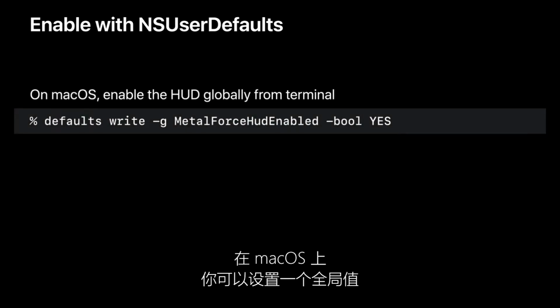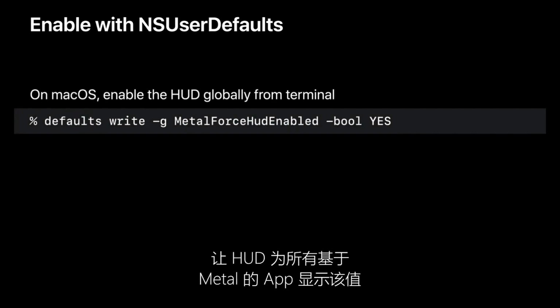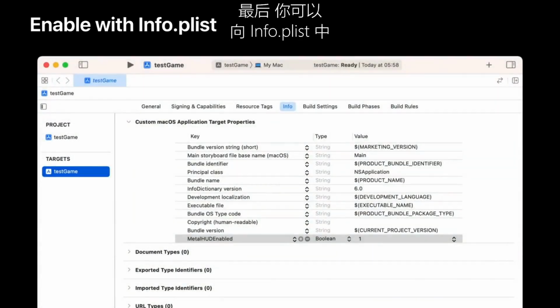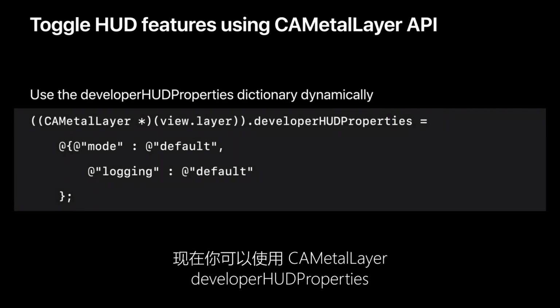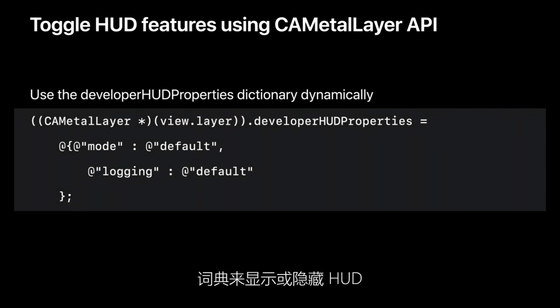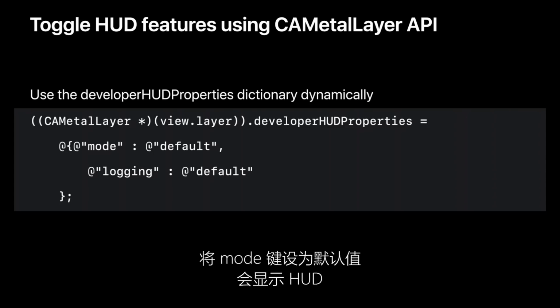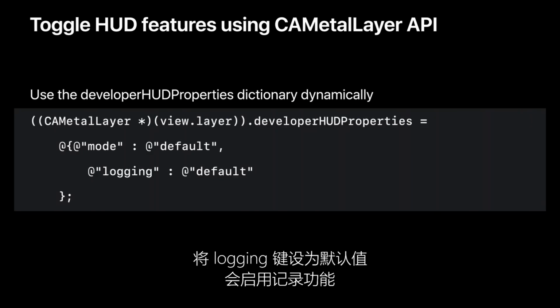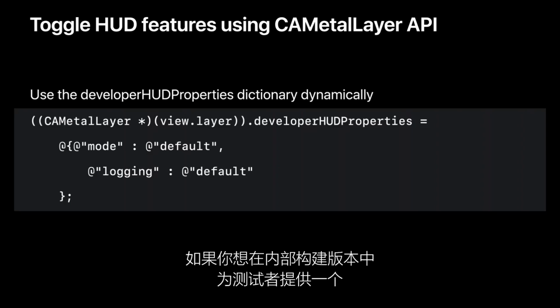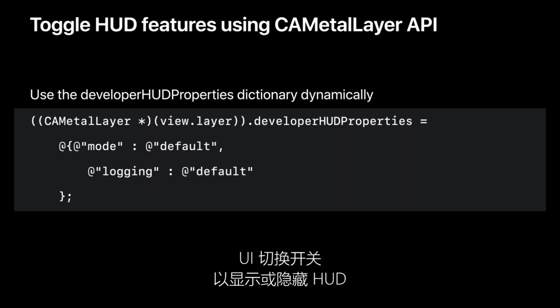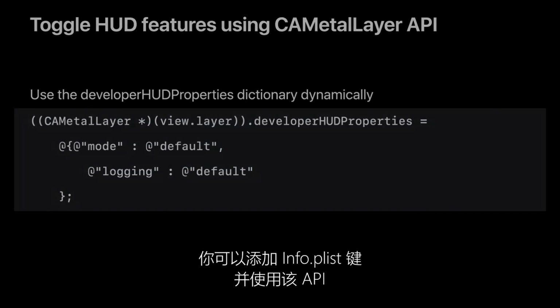On macOS, you can set a global value to have the HUD show for all Metal-based applications. Finally, you can add the MetalHudEnabled key to your Info.plist to always enable the HUD. Now, if the HUD is enabled, you can use the CAMetalLayer developerHUDProperties dictionary to show and hide the HUD and to enable and disable logging. Setting the mode key to default will show the HUD. Clearing the key will hide the HUD. Setting the logging key to default will enable logging. Clearing this key will disable logging. You might add the Info.plist key and use this API if you want to provide your testers with a UI toggle in internal builds to show and hide the HUD.